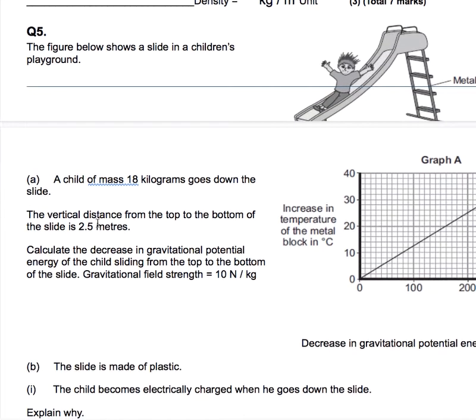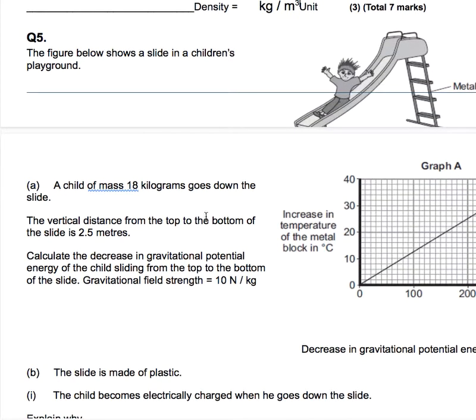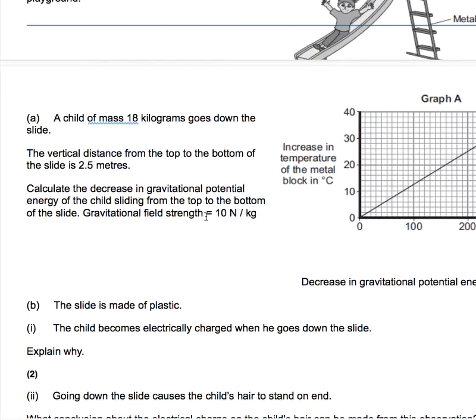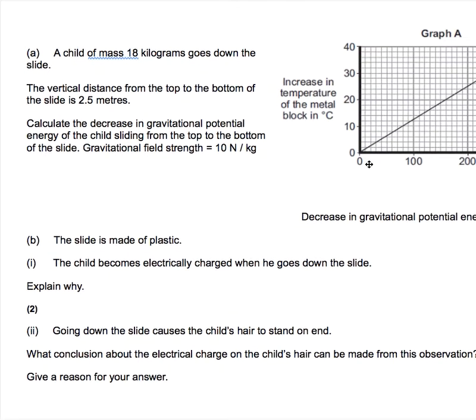Question 5 then. The figure below shows a slide in a children's playground. A child of mass 18 kilograms goes down the slide. The vertical distance from the top to the bottom is 2.5 meters. Calculate the decrease in gravitational potential energy.